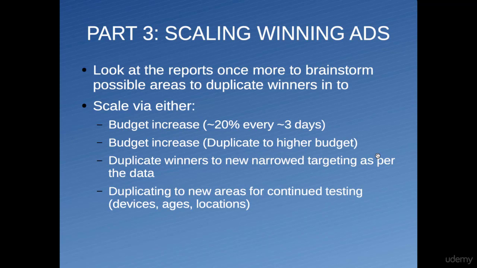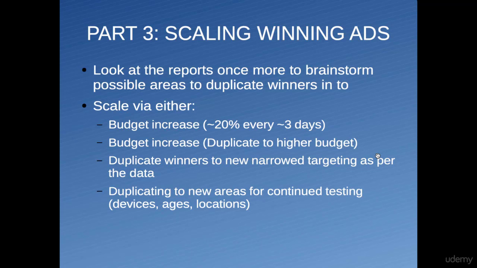Or we'll be duplicating the ad sets to higher budgets. So say we're running our ad sets at £5 a day, they're profitable, we duplicate the ad set and we put it at £10 a day or £20 a day or £25 a day. Or my favourite, which is the one I'm probably most likely to do in this campaign, duplicate winners to new narrow targeting as per the data, or duplicate the winners to new areas for continued testing.